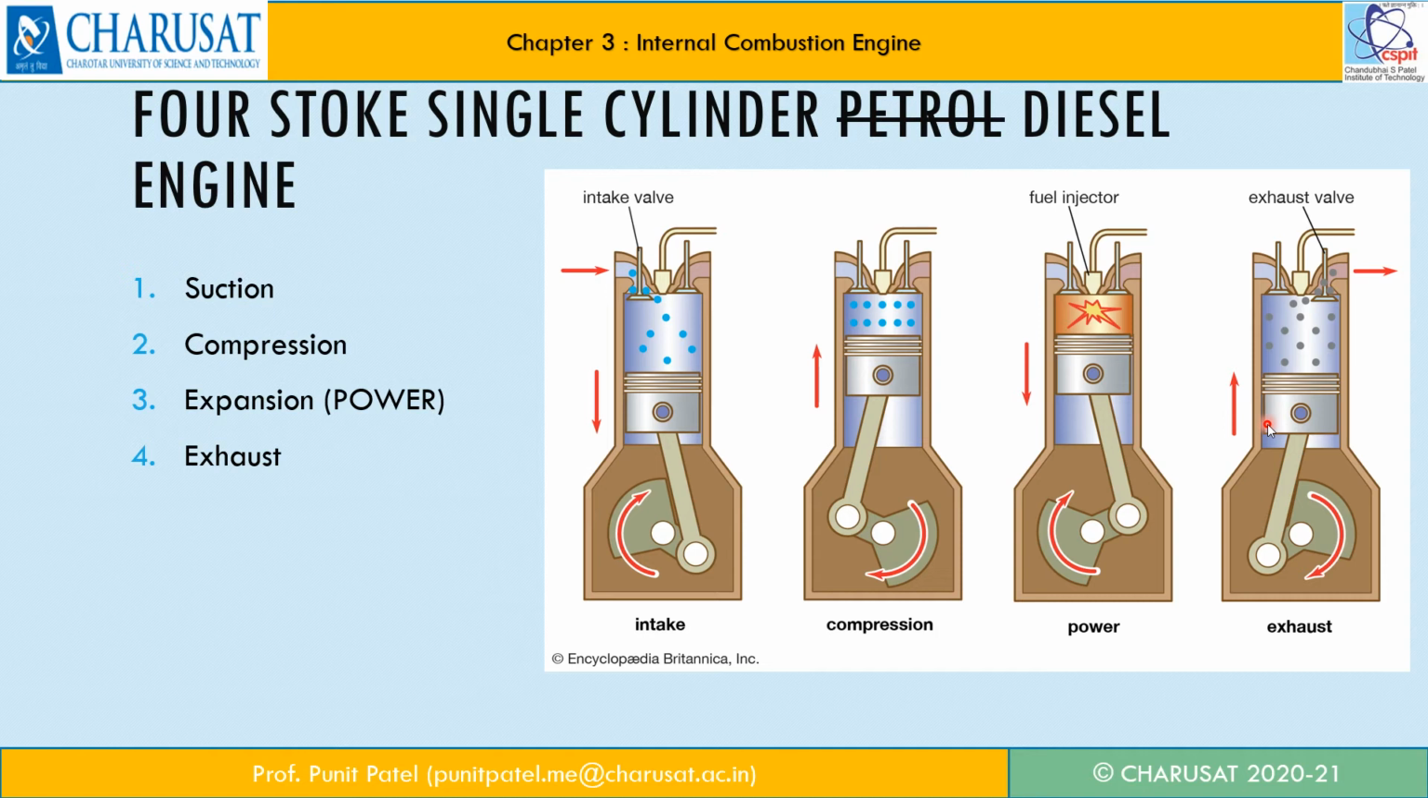Only the difference is that in the single-cylinder petrol engine we have a spark plug, whereas here we have a fuel injector. In the petrol engine, we supply an air and fuel mixture, whereas here we supply only air and the fuel is injected through the fuel injector. I hope you understand the difference between the four-stroke single-cylinder petrol engine as well as the diesel engine.